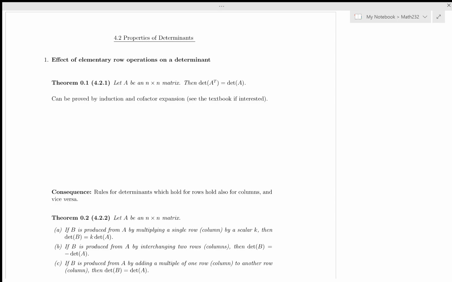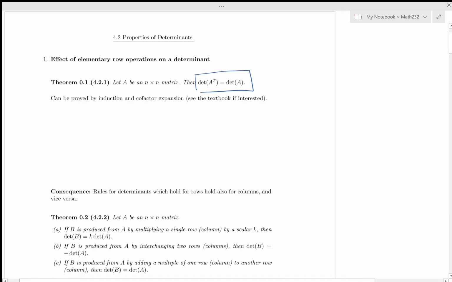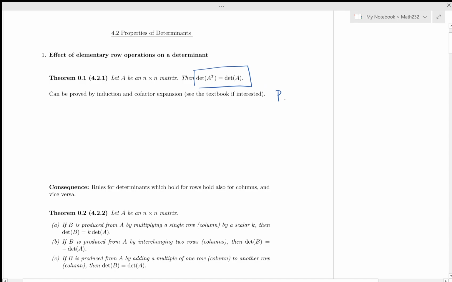The first thing to notice, our first property here, is that the determinant of the transpose is the same as the determinant of the regular matrix. This can be proved by induction and cofactor expansion. That is done in the textbook, on page 190, if you want to check through that proof. I always recommend checking through the proofs because it gives you some practice and an understanding of why things must be true.